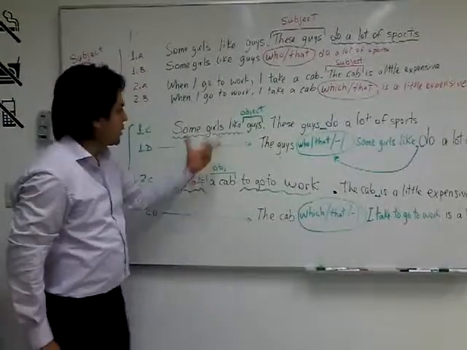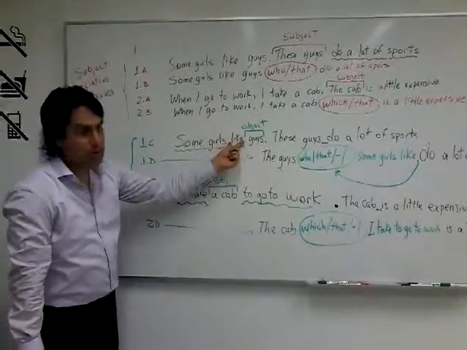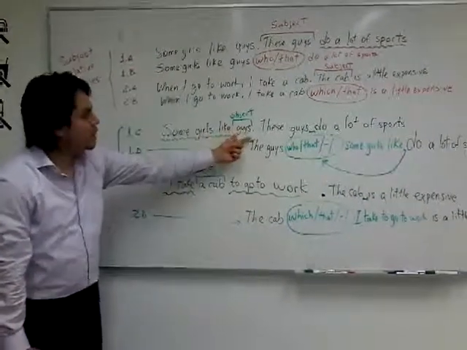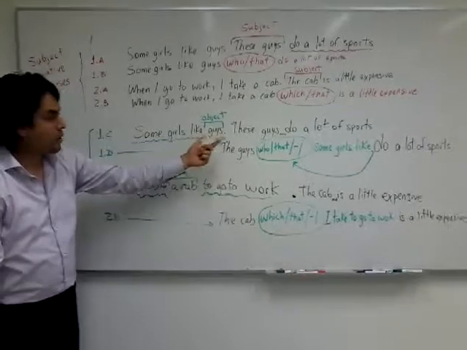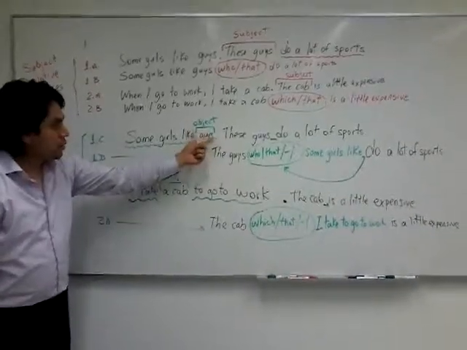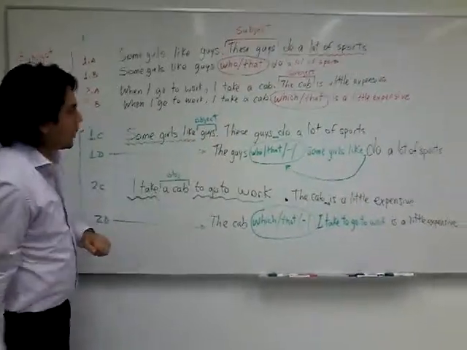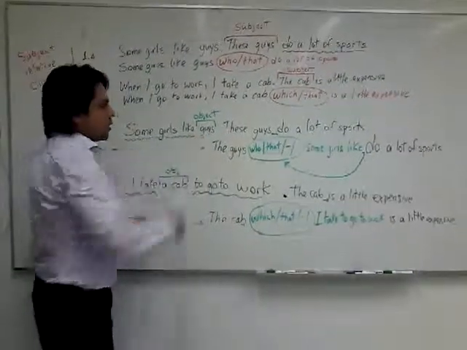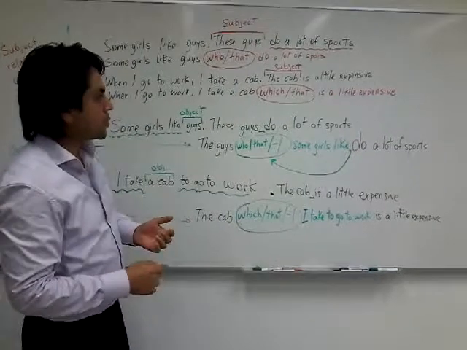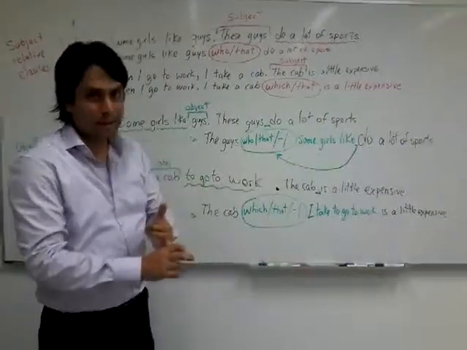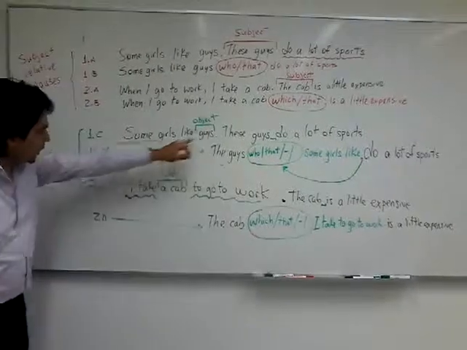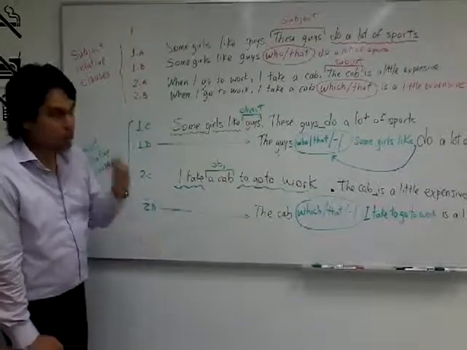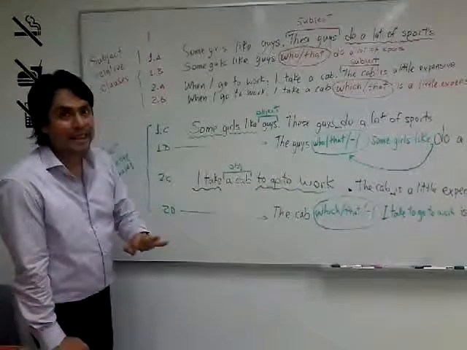¿Cómo sé que es el objeto? Porque en esta oración, some girls like guys, el verbo es like, gustar. Some girls es el sujeto, el subject, porque viene antes del verbo. Y guys es el objeto porque viene después del verbo. Entonces, como guys es el objeto, yo tengo ahora que reemplazarlo, sustituirlo. ¿Cómo voy a sustituirlo? Con una palabra que sea un pronombre relativo para personas, que puede ser who o that. Pero además, cuando es objeto, también puedo dejarlo sin ningún pronombre, sin ponerle nada. Son tres opciones: who, that, nada.